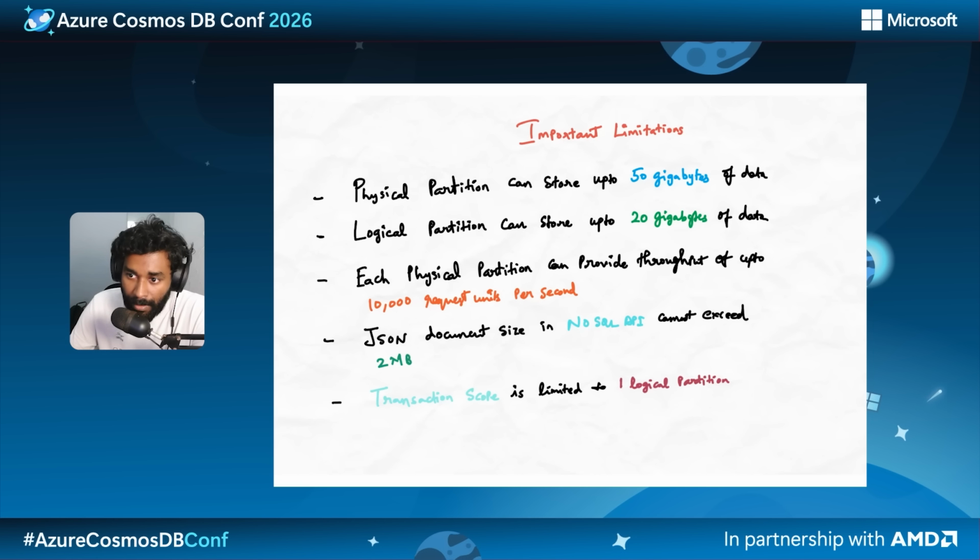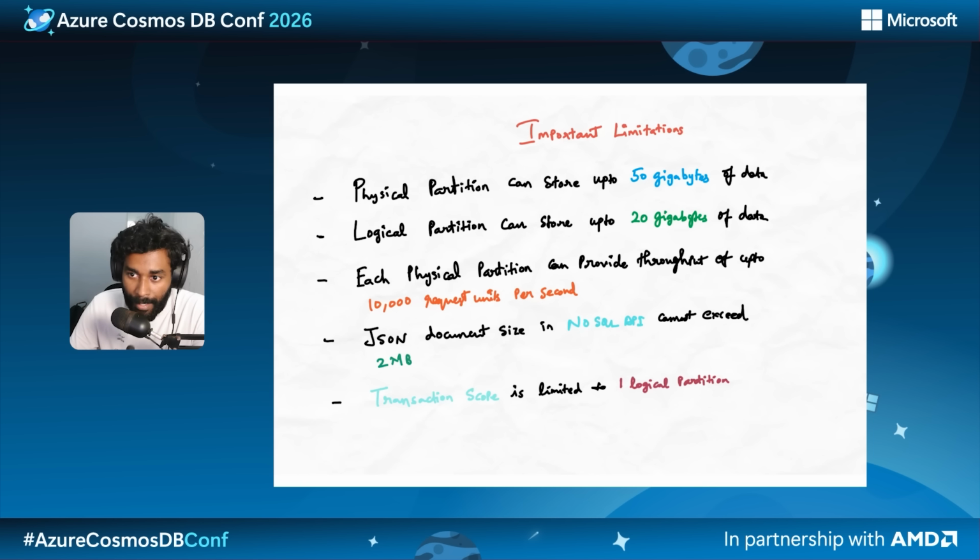But as a developer, we need to design our systems with these in mind. The first limit is related to physical partition. A single physical partition can store up to 50 GB of data. Once that limit is reached, Cosmos DB will automatically split the partition and distribute the data across multiple physical partitions.